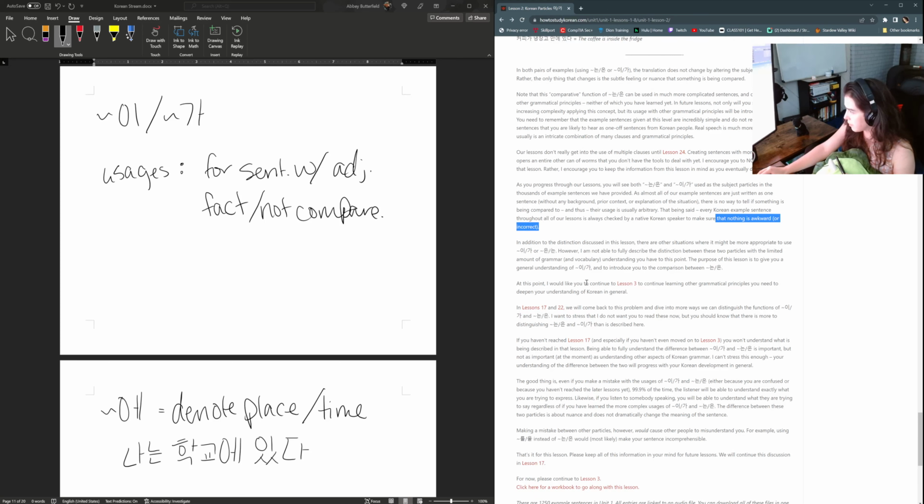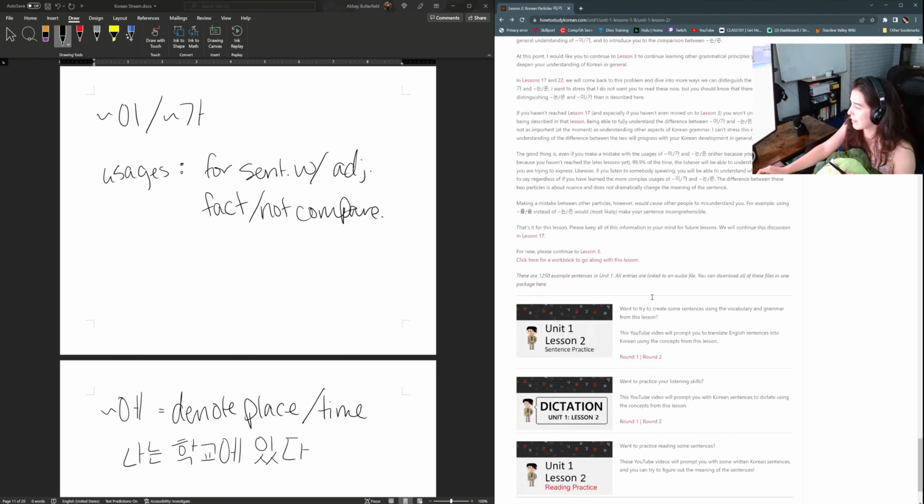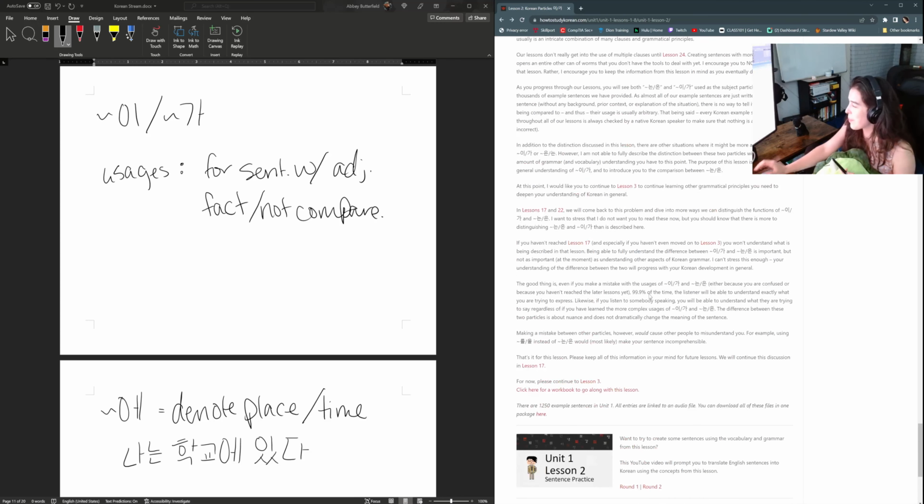There's so many things. So, in lesson 3, we're going to continue learning other grammatical principles that we need to know to deepen our understanding of Korean. And then they're talking about lesson 17 and 22. That's really far away. That's a really long way away. I feel like I sped through this lesson. I think the lesson's over.